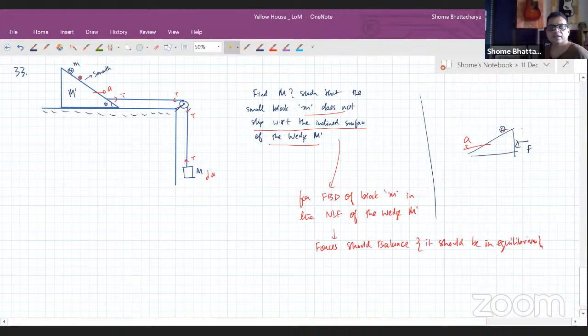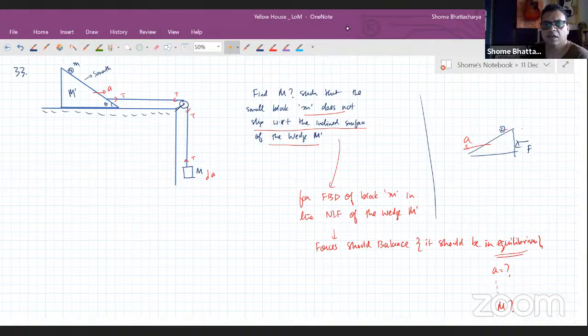Make the free body diagram of the smaller block in the non-inertial frame of the wedge and apply the condition for what? The condition for equilibrium. So the condition for equilibrium will give you the value of A, and once you get the value of A, from that you can now solve for the value of this block, capital M's mass. Okay. So just try out the steps I've told you over here, because this is an important type of question. You should know how to solve this. Okay. Just start with the free body diagram. I'll verify it for you in a moment.